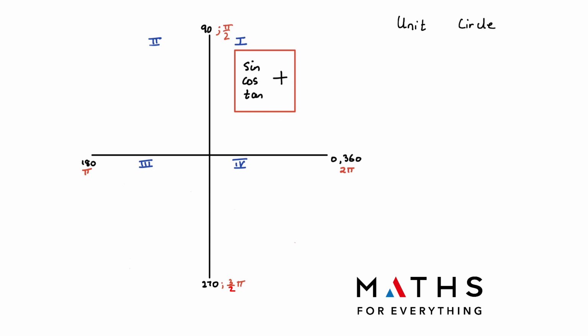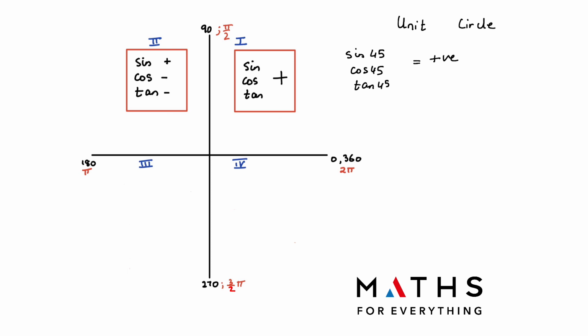What does that mean? If I have any angle between 0 to 90, let's say 45, sine 45, cos 45, or tan 45, if I put it in the calculator, my answer is going to be positive. In the second quadrant, only sine is positive. That means that tan and cos are negative.